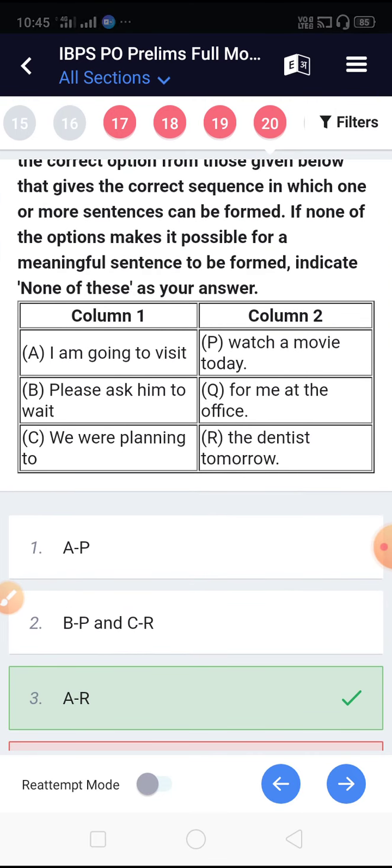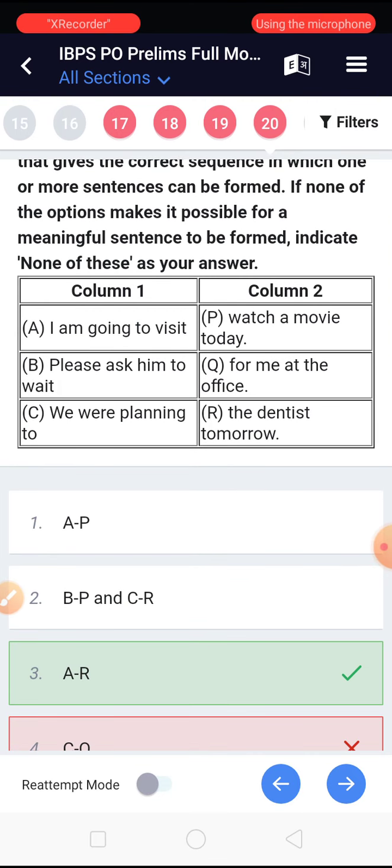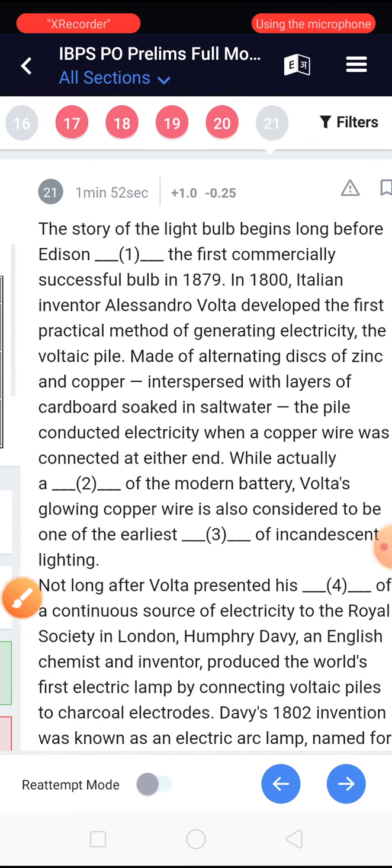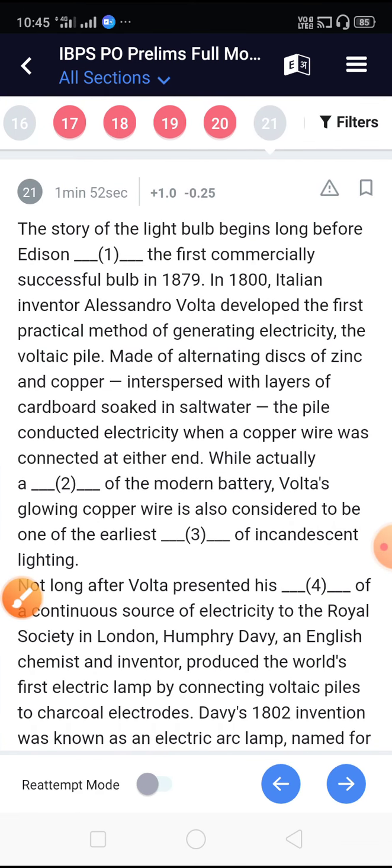I am going to visit the dentist tomorrow. Going to visit dentist और tomorrow हो जाएगा. Next is fill in the blanks है.